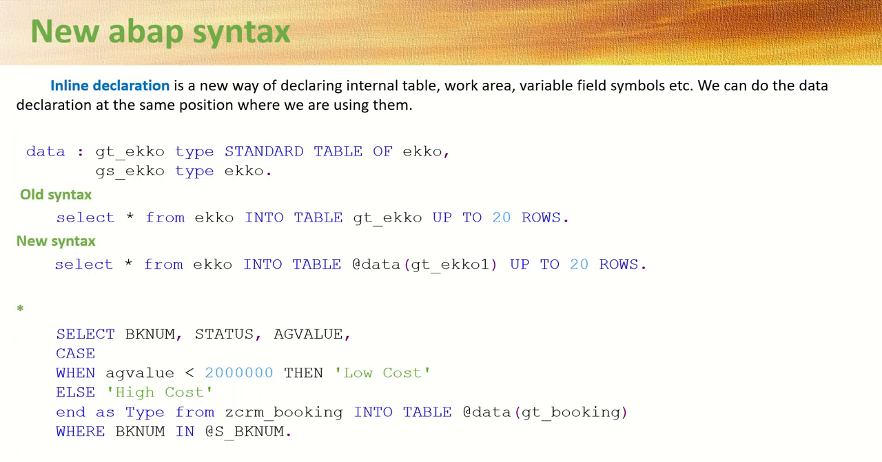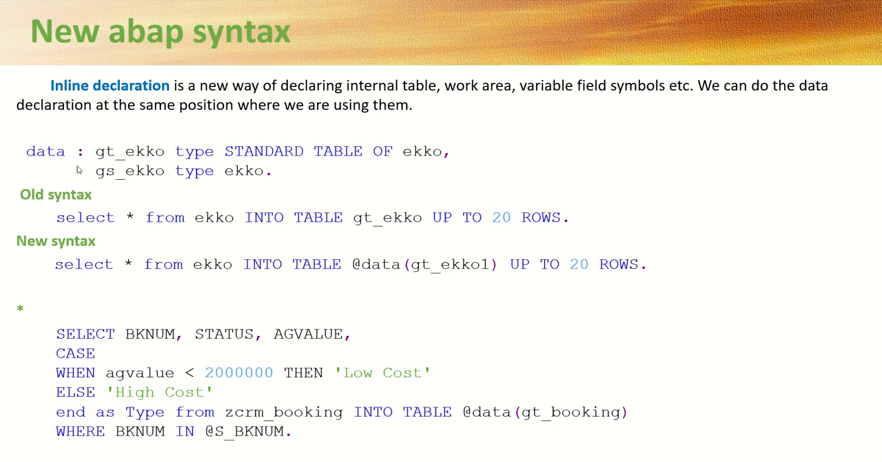The first topic which we learn in new ABAP syntax is inline declaration. Inline declaration is a new way of declaring internal table, work area, variable, field symbol, etc. We can do the inline declaration at the same position where we are using them.